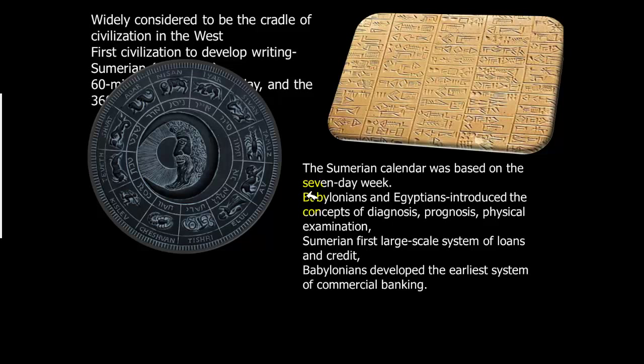The Sumerian civilization also had the first large-scale system of loans and credit. And also in the Mesopotamian culture, the Babylonians developed the earliest system of commercial banking. So we're talking about thousands of years ago. These civilizations had concepts that we still have going today.